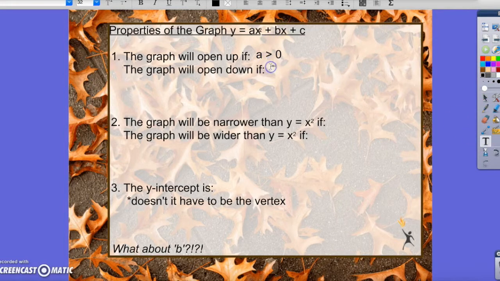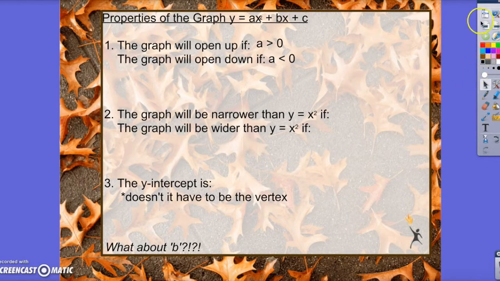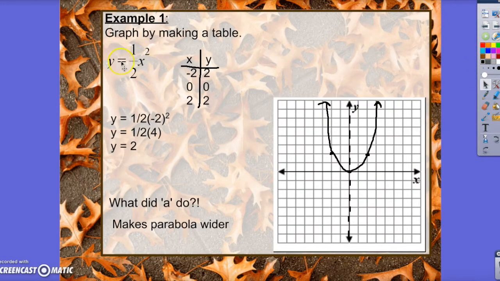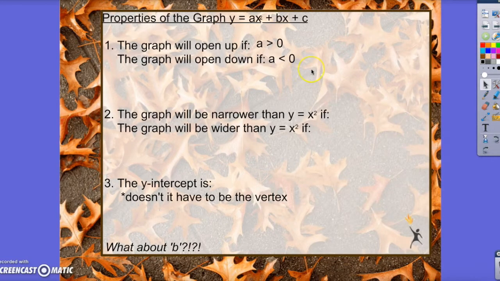The graph will open down if a is less than 0. So let's take a look back at the previous one. A is greater than 0. What's my a? My a is the number in front of the x squared. It's 1/2. Positive 1/2, it opens up. If a is a negative number, it will open down.